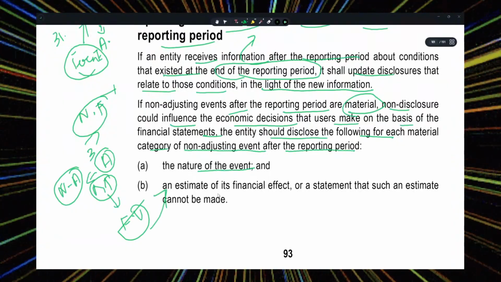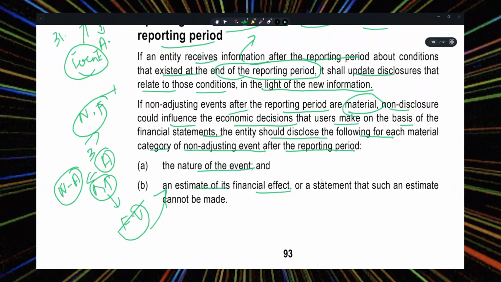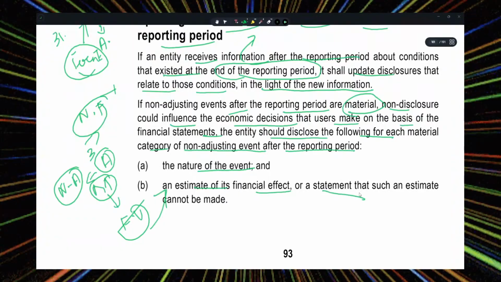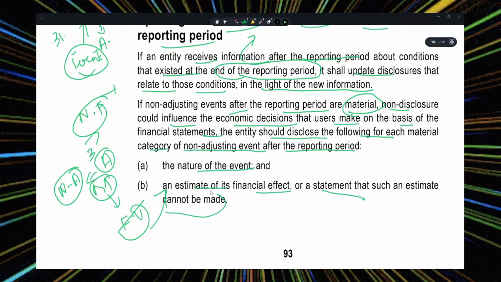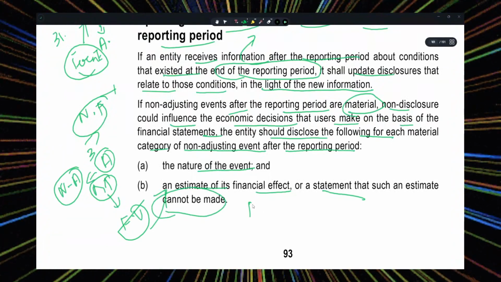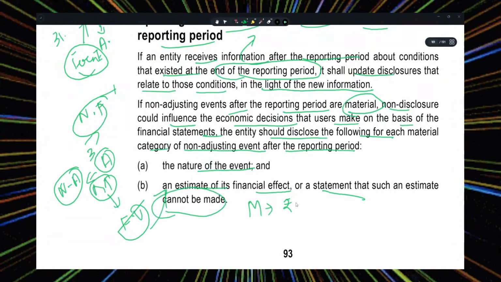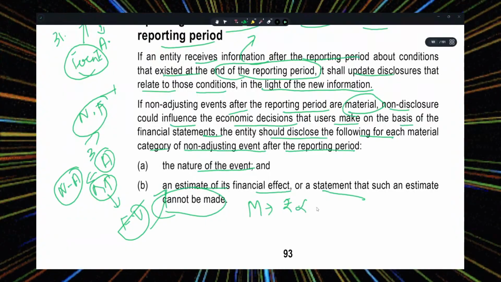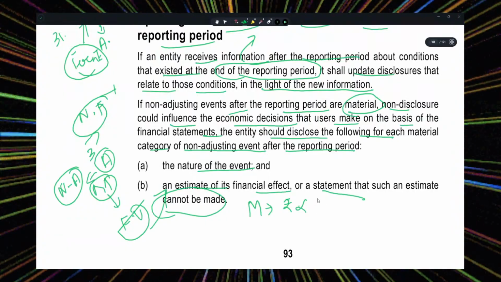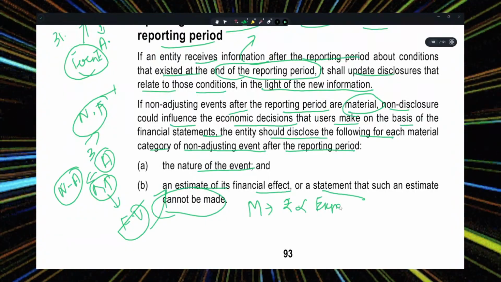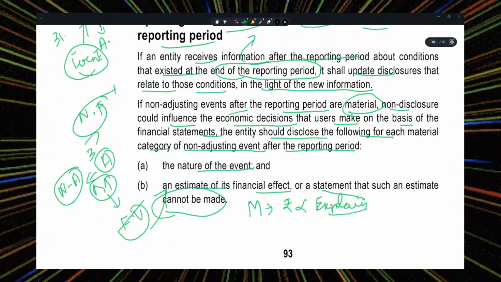What is the nature of the non-adjusting event? An estimate of the financial effect. What is the financial estimate, or how much is it? Or a statement that such an estimate cannot be made. So this is the material thing. How much amount will it cost? If you are not able to find this amount, you should explain the situation to the intended user so they can understand.